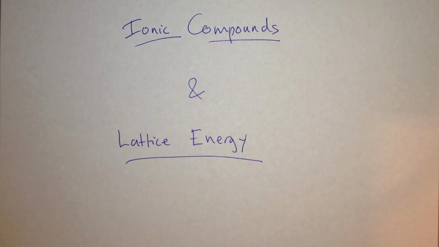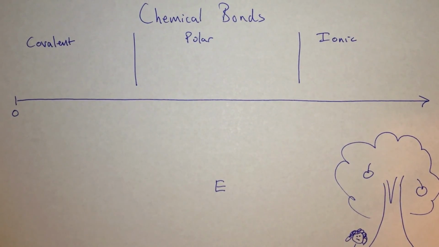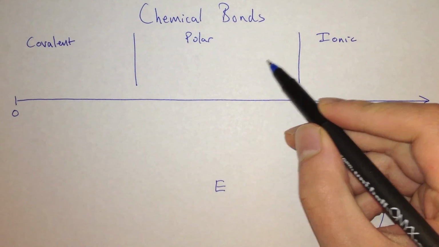The book's explanation of these topics was such a train wreck. But first, we need to talk about the types of chemical bonds. There are three kinds: covalent, polar, and ionic.